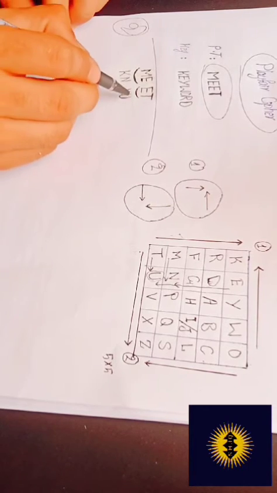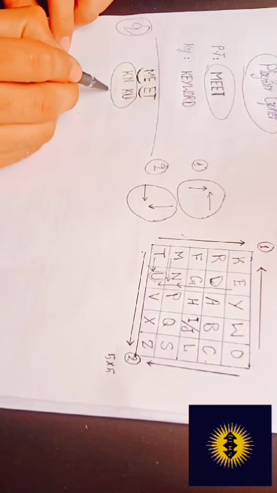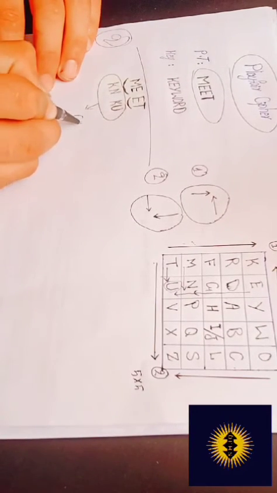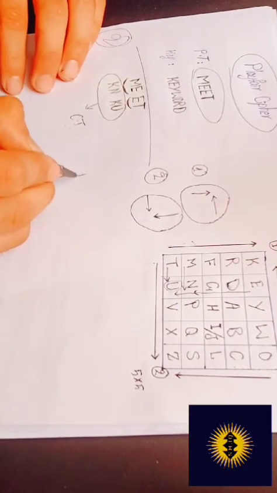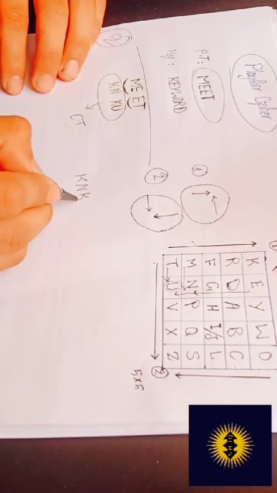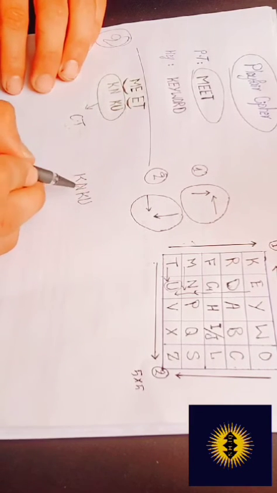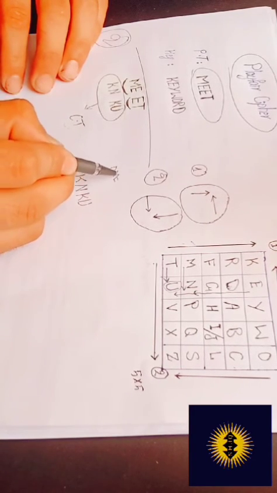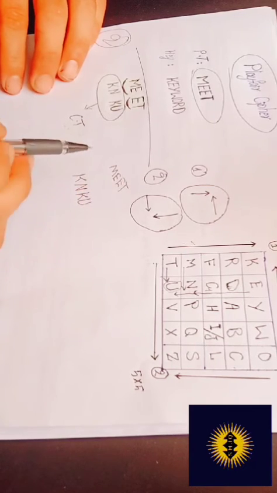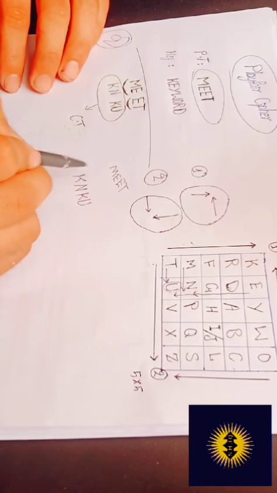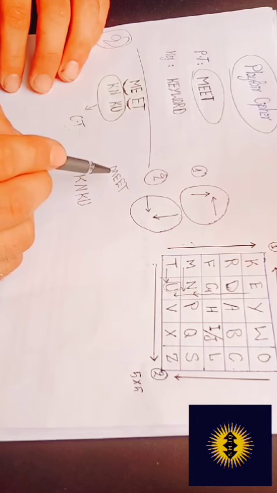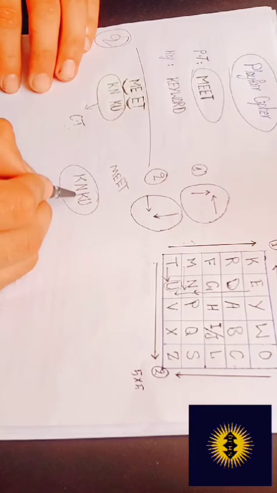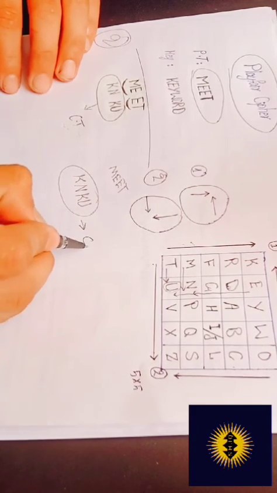So now these letters are called what? Cipher text. K, N, K, U. KNKU is the encrypted form of what? The encrypted form of MEET, or meet. The encrypted form of meet in Playfair Cipher is KNKU, or we can also call them cipher text.